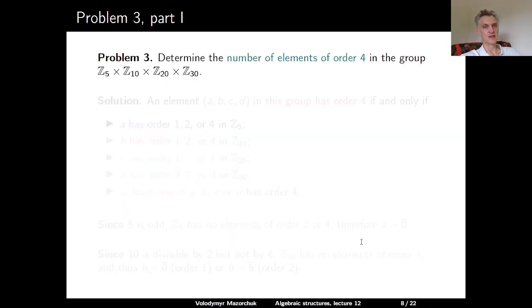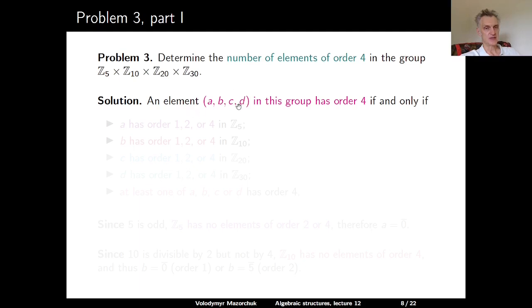Problem 3. Determine the number of elements of order 4 in the group Z5 times Z10 times Z20 times Z30. Solution. An element A, B, C, D in this group, so A is in Z5, B in Z10, C is in Z20 and D is in Z30.